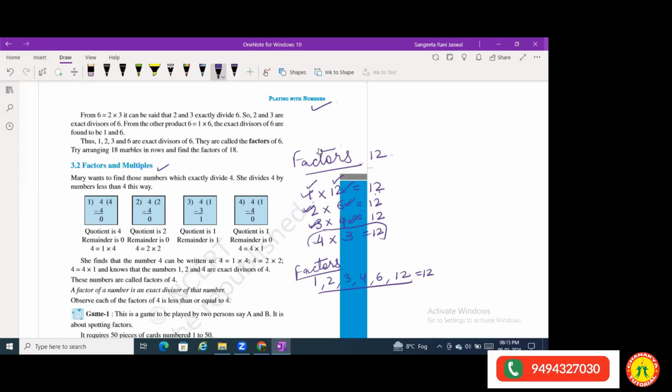To find the factors, there are an ample number of ways: factor tree, prime factorization. There are many ways. So this was a very basic thing. How do you find the factors?